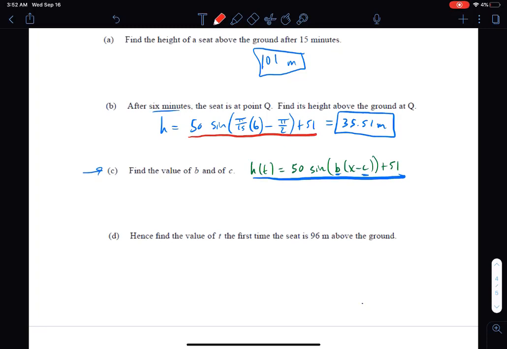So in this case, my B is the same. That's my value for B. It's the same thing as this value for B. So B is easy to find. I already found it. It's pi over 15.